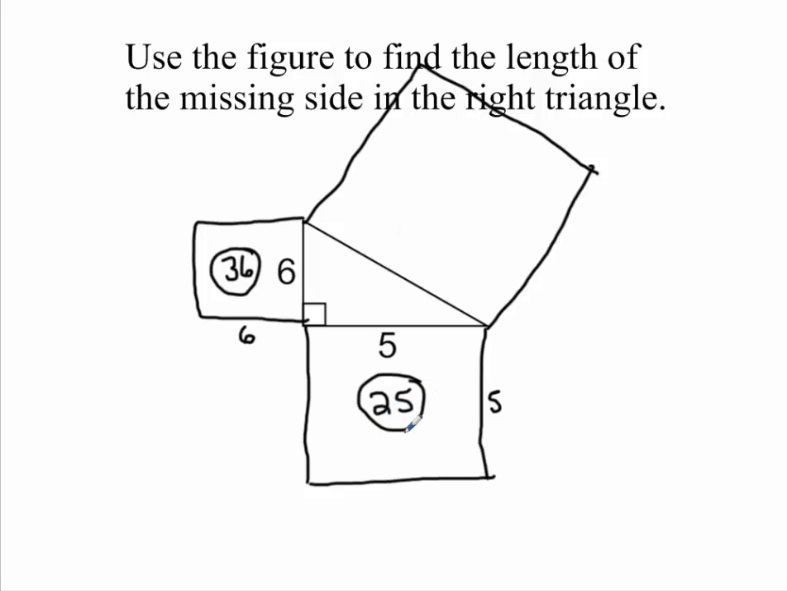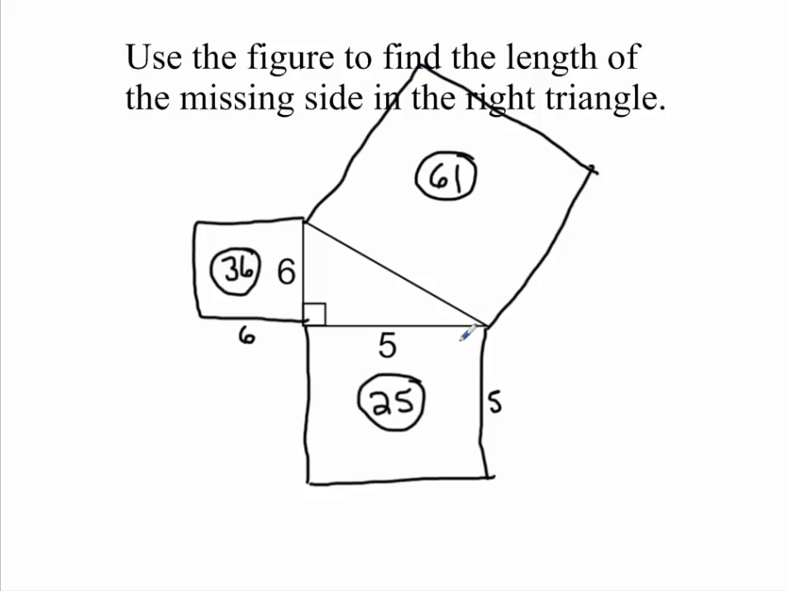The relationship between these three areas would be that these squares that we created here off of the legs, and recall that the legs are the ones that form the 90-degree angle, these areas, when you add them together, will be equal to this area. So if I take 36 and add 25, I get a total of 61. So that's the area of this square.